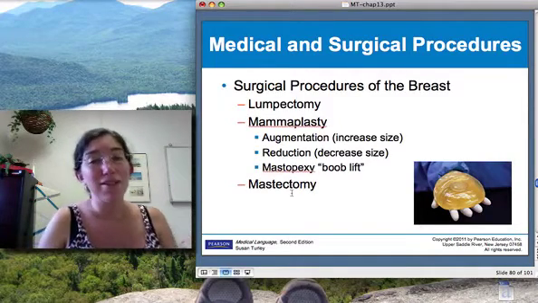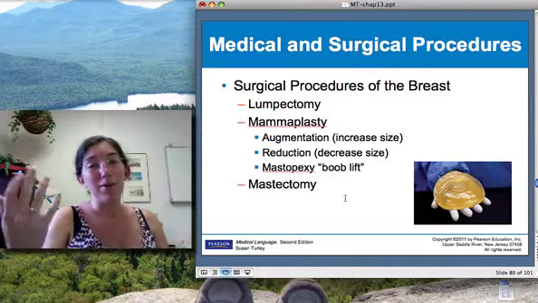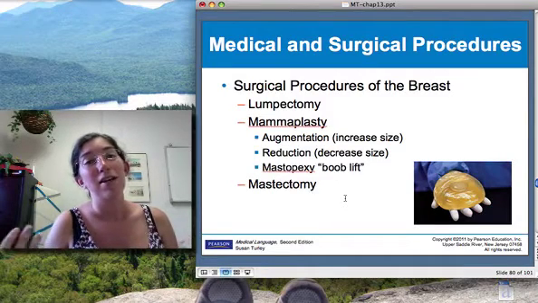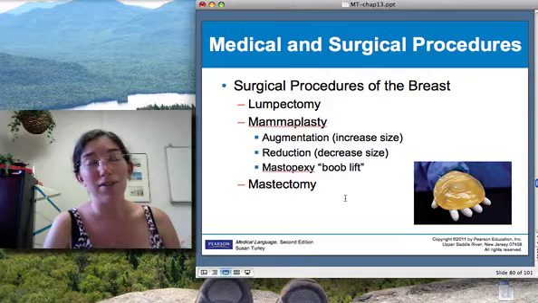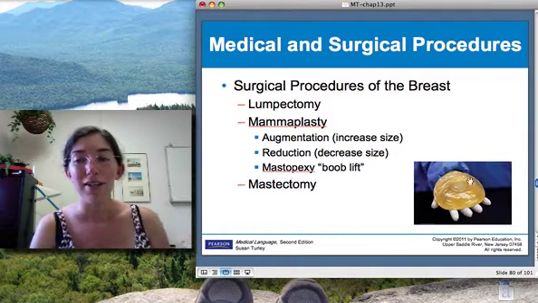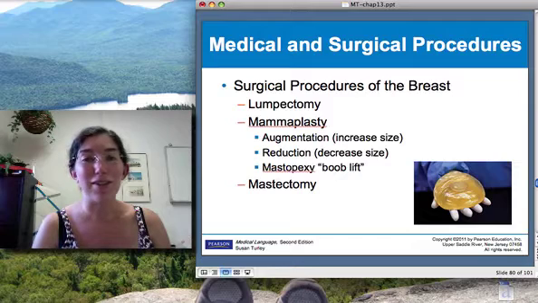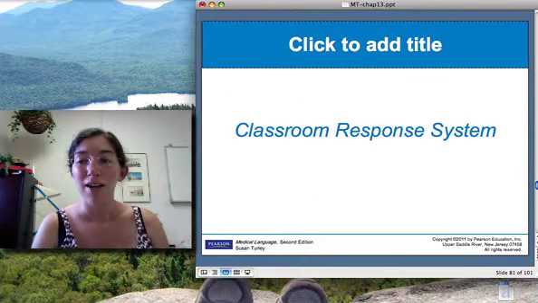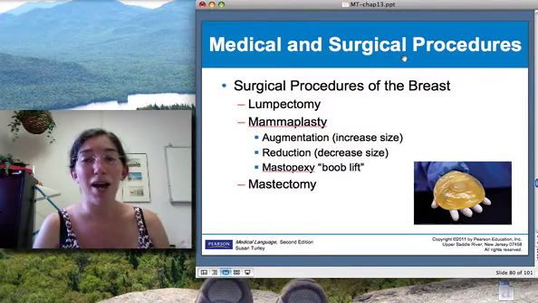And then there's a mastectomy, which is the removal of the breast tissue, usually in a case of not cervical cancer, but breast cancer. And here's a doctor showing you a silicone implant. So that is the end of chapter 13.